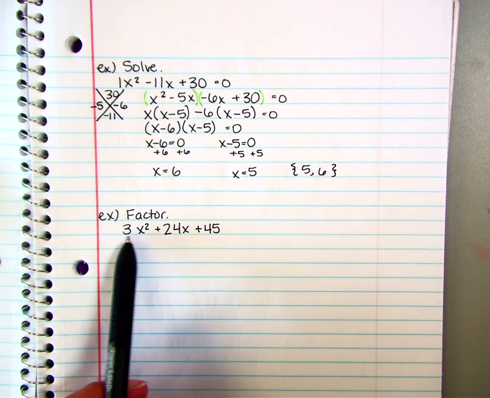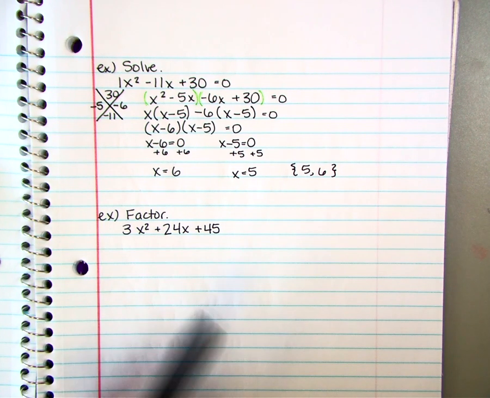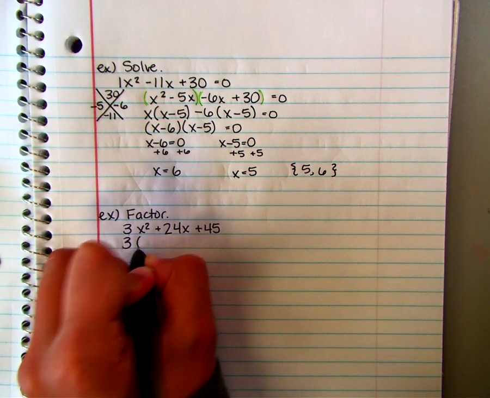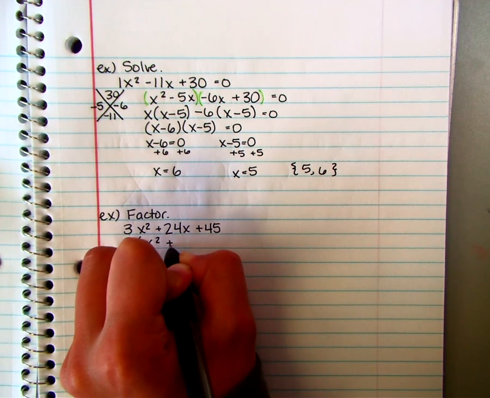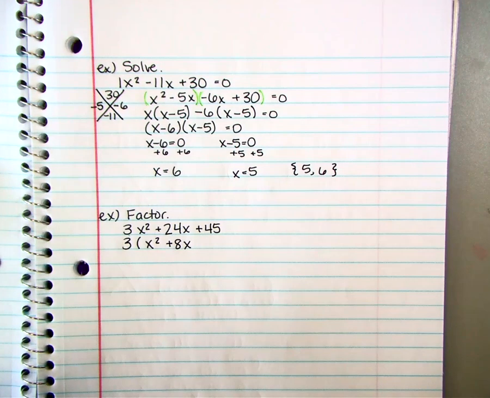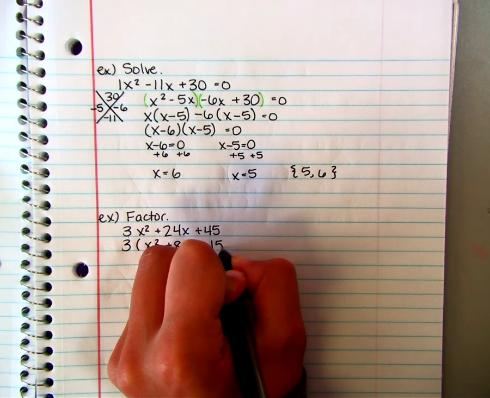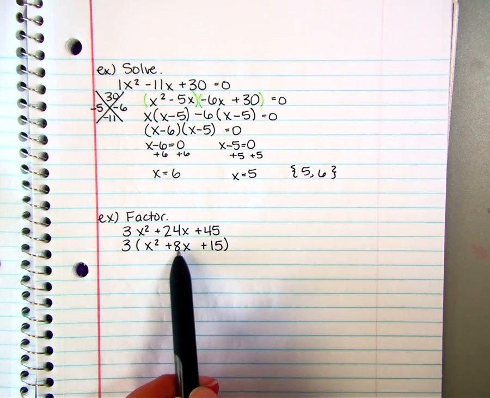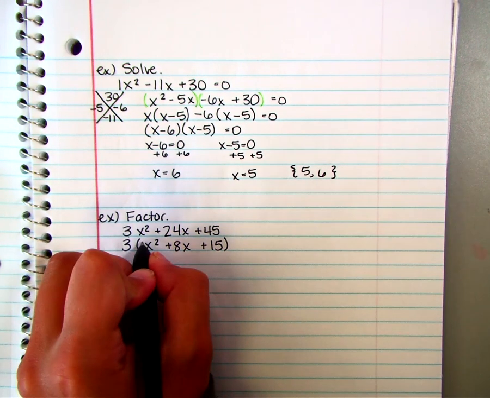So we want to check to see if there's a GCF before we go further. So between 3, 24, and 45, there is a GCF of 3. And so that actually takes care of our A not being 1 problem. That GCF comes in handy a lot. So now we've got a regular quadratic trinomial where the A is now 1.